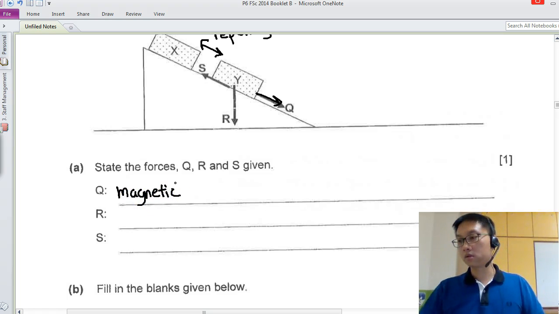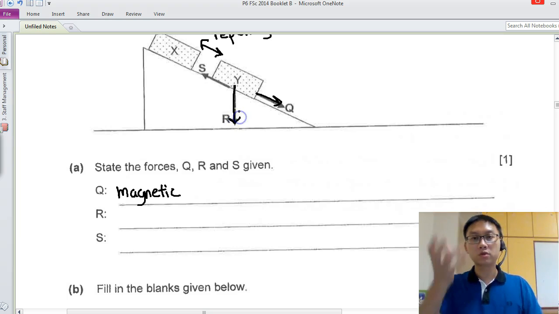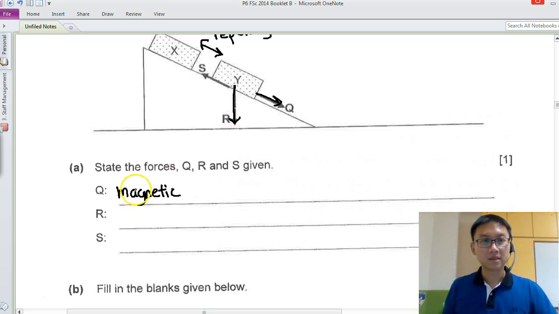It's a magnetic force. Now let's look at the other forces. R is this force that goes down. Which force pulls things down? Yes, that's right. Gravitational force.